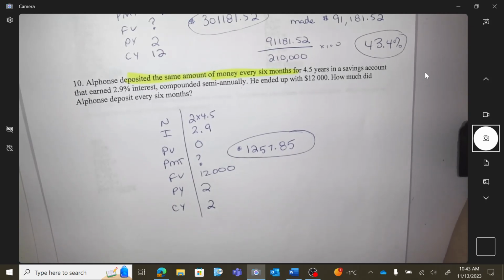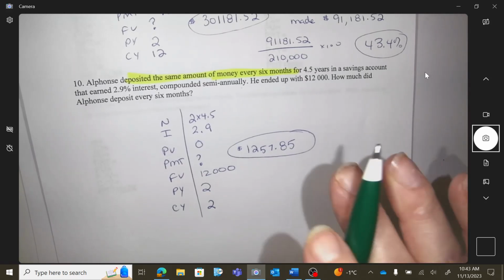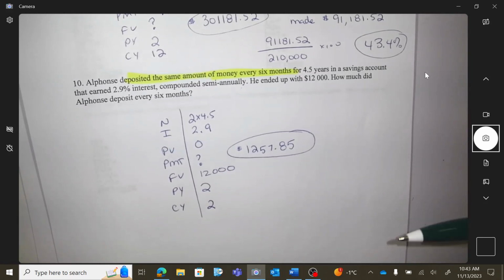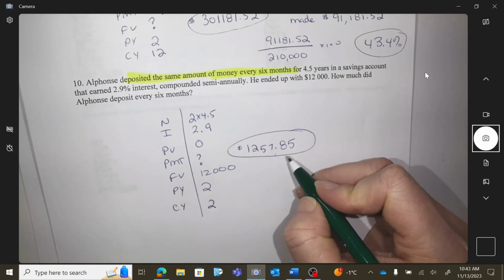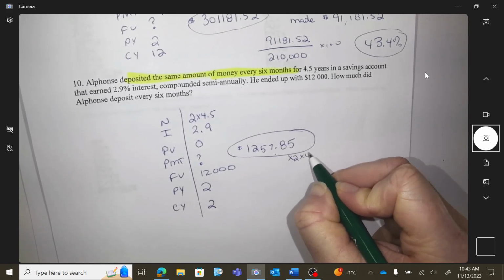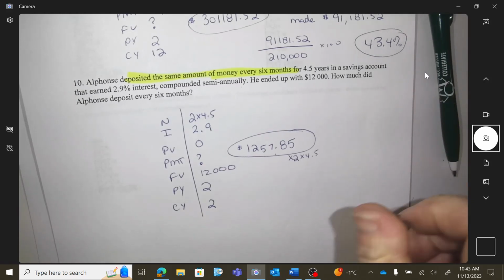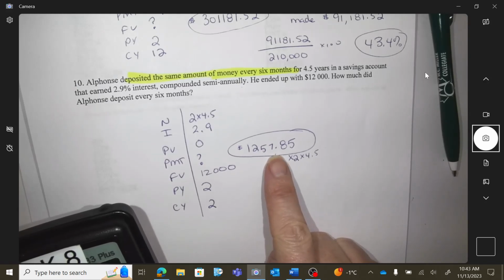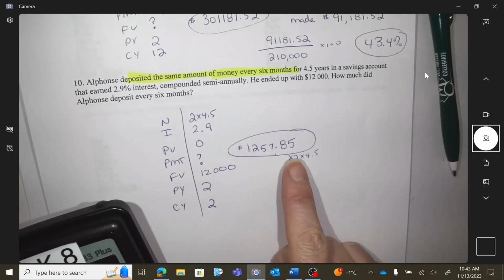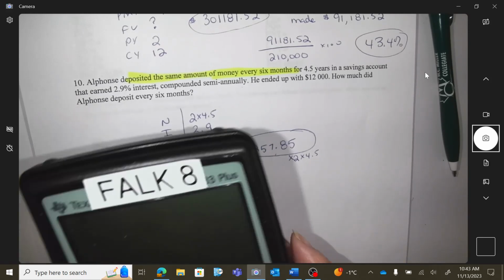Okay, this is the answer, but what if I had asked you how much of his own money he would have put in? What would you do? If I had said how much money would he have put into this investment altogether, you would take this payment. How many times did you make this payment? Twice a year for 4.5 years. Now I would need you to copy and paste. Let's practice a copy paste. So this payment twice a year, 4.5 years, or 9 times.